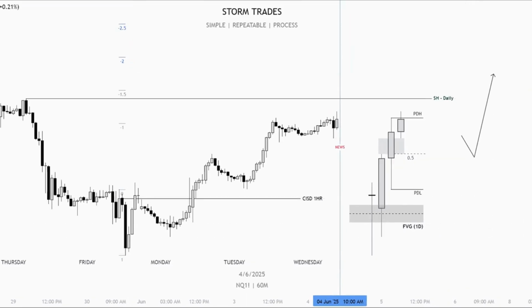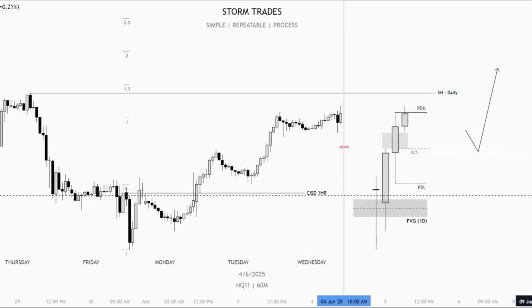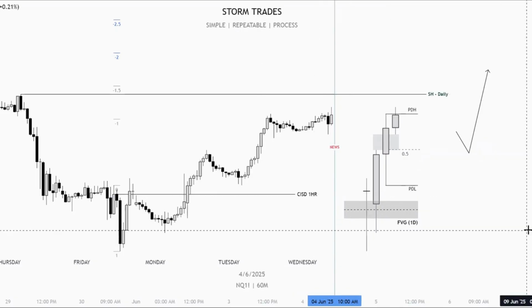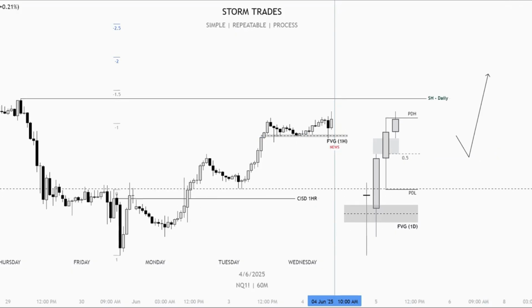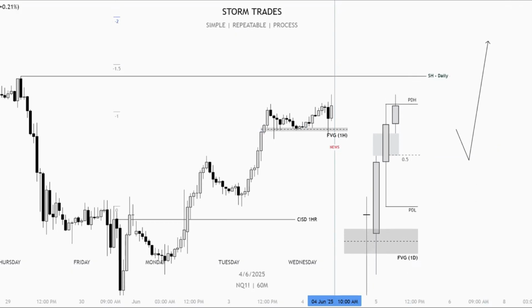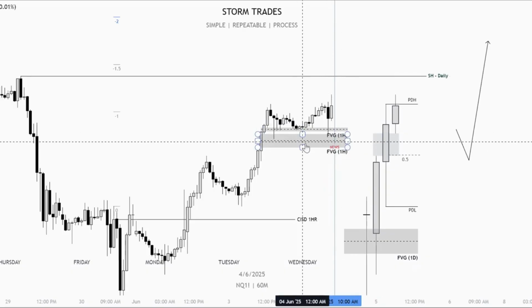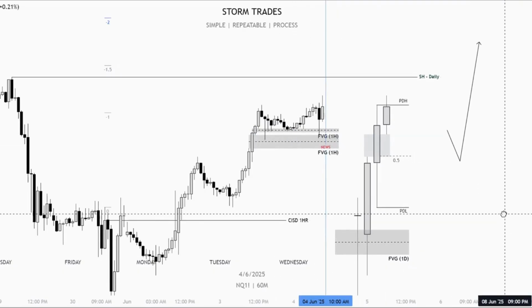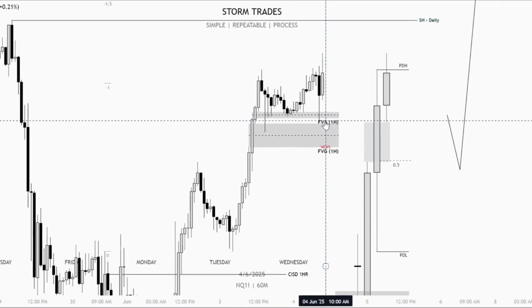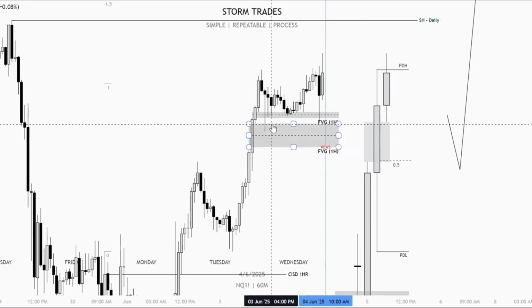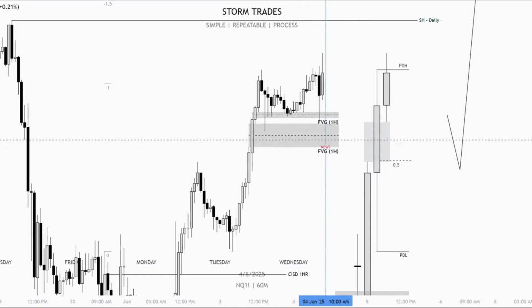So let me continue to analyze the hourly. So once I've established a change in the state of delivery, I am looking for, where is price currently located, right? So currently we are delivering out of a bullish hourly fair value gap, and we have another bullish hourly fair value gap right here, right? So both of these have been respected. You can see no candle closes below the midpoint of that one. Obviously, we've only dipped into the upper quadrant here.